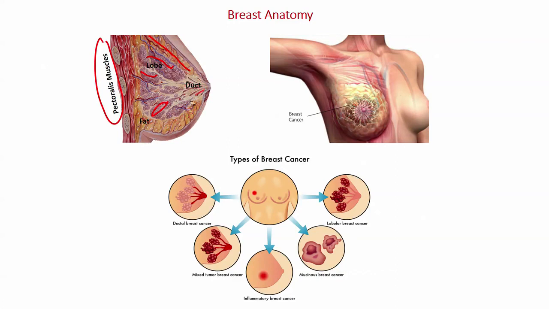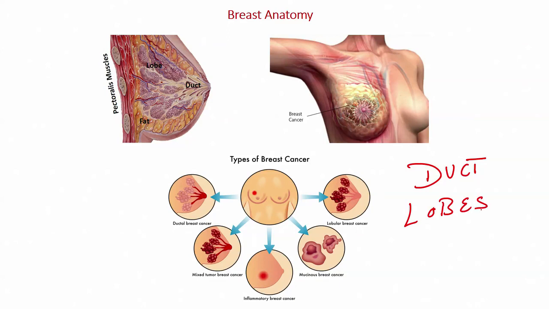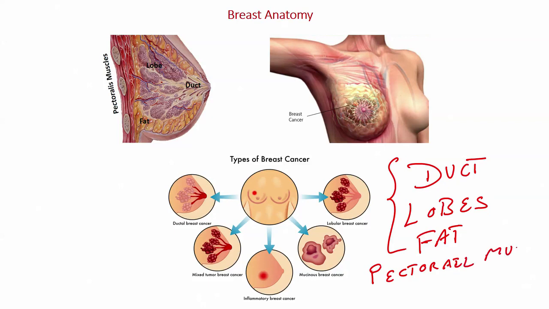So, three things we understand. First, it consists of ducts, it consists of lobes, it consists of fat, and the breast is supported by pectoral muscles. This much we understand.